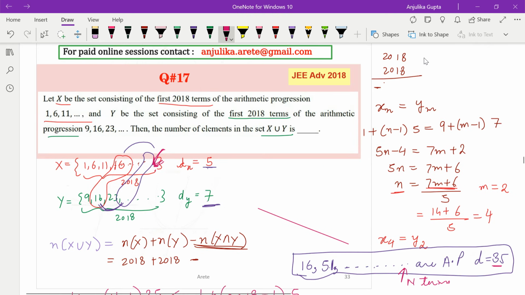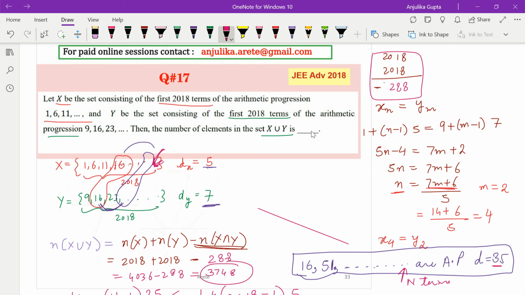Now let's subtract. 288 is the number you need to subtract from here. Let's write it here, 288. So how much is that? 4036 minus 288, and you will get what number? 3748. Okay, that's your number. 3748 is the number of elements in X union Y.